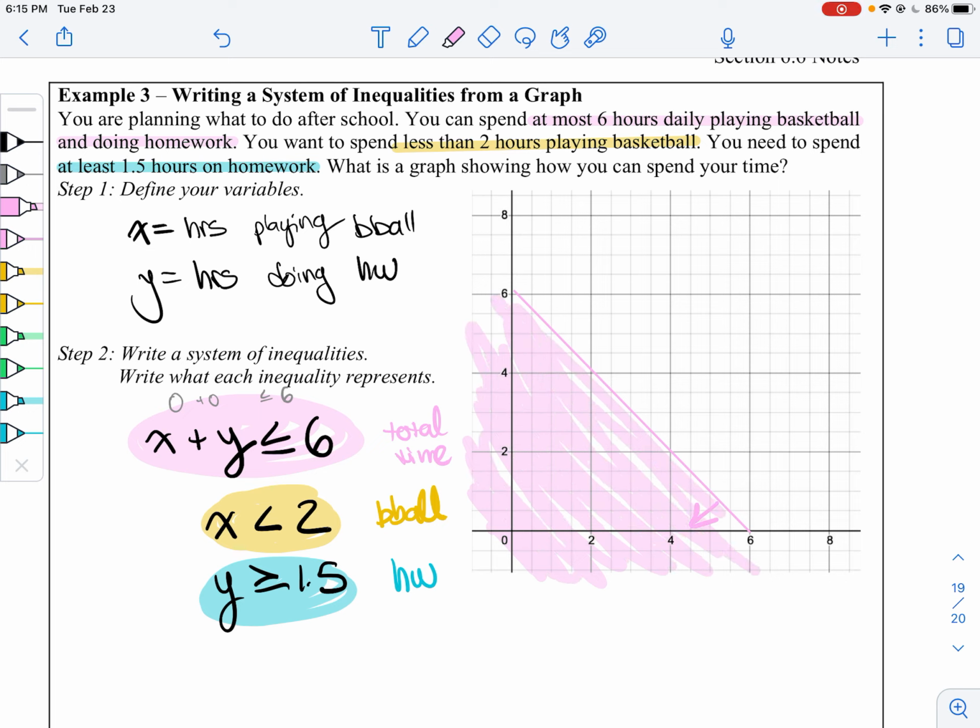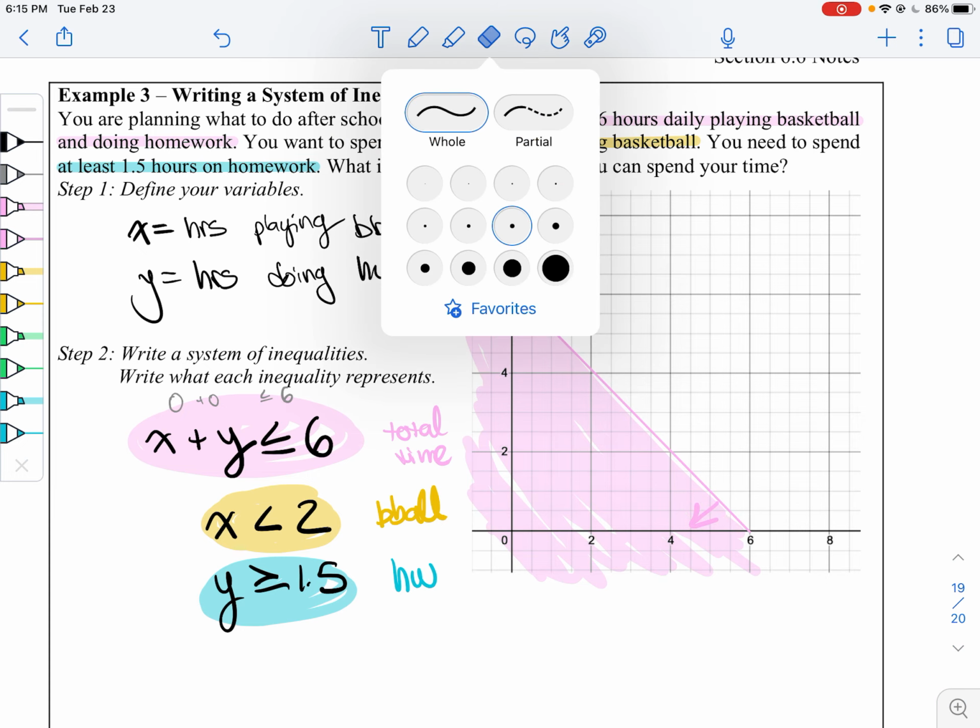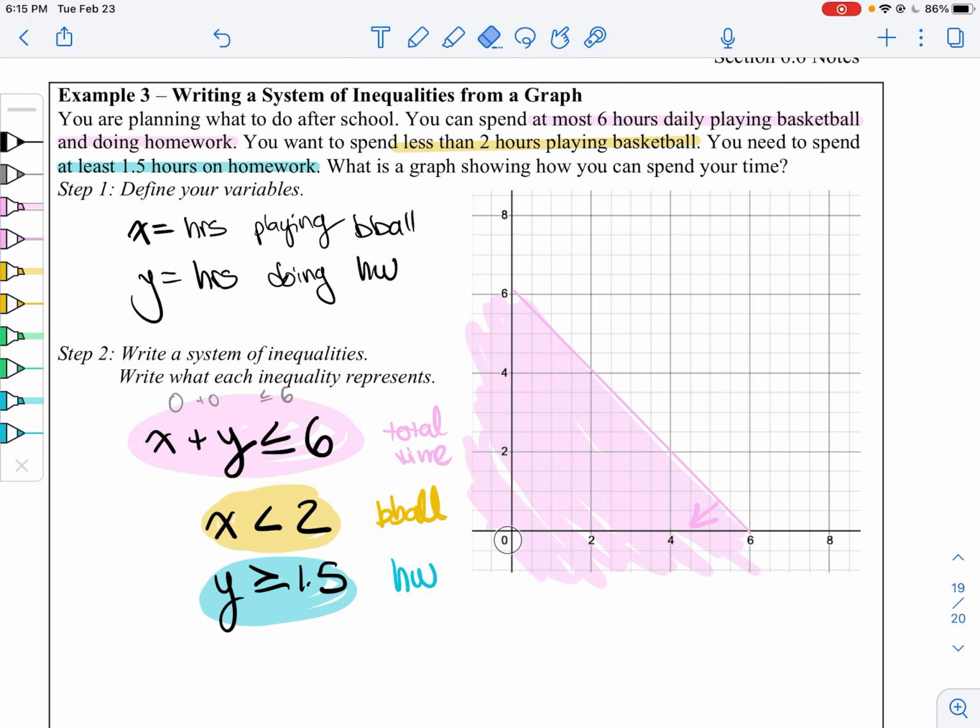Now, guys, we do have some constraints that we need to consider. We do need to have positive time, so we can't go past our X and Y axes. So I didn't need to shade this part right here, for sure. Right?